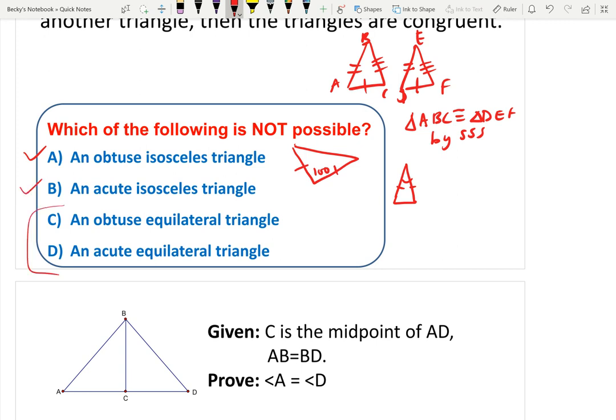Can we have obtuse equilateral or acute equilateral? Well, when you have equilateral triangles, we've already talked about how these angles are always the same. They're always 60, so that's acute. So the one that's not possible, you can't have, is an obtuse equilateral. So that is your answer.